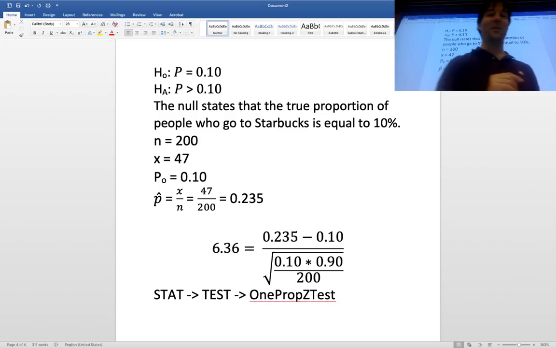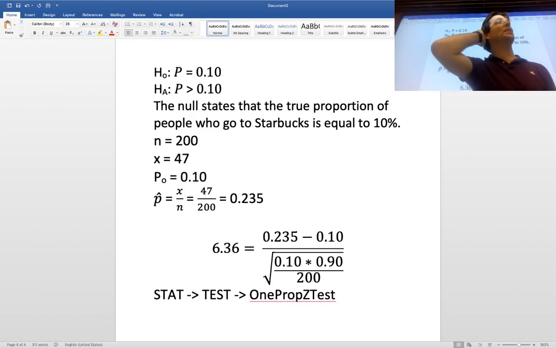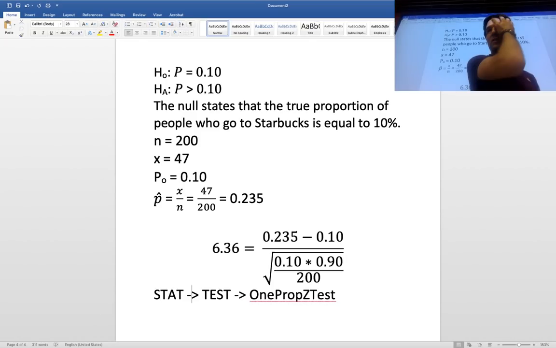Stat, test, one prop z-test. And I believe that's exactly what it says on most of the TIs? And you should see X, you should see N, and you should see C level.